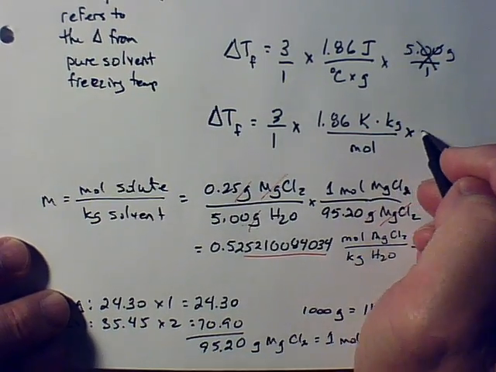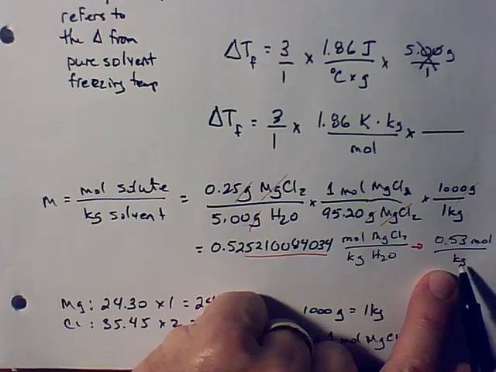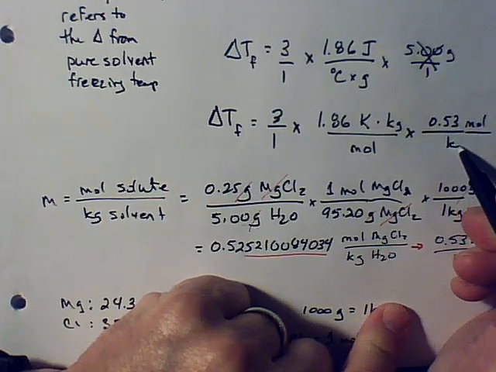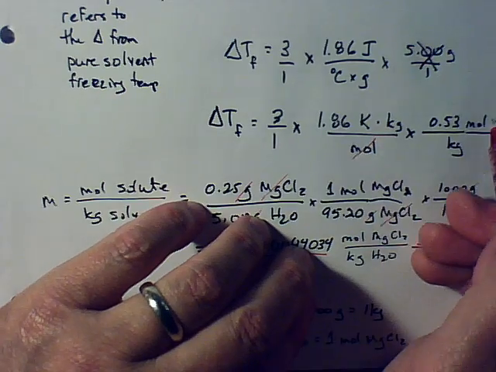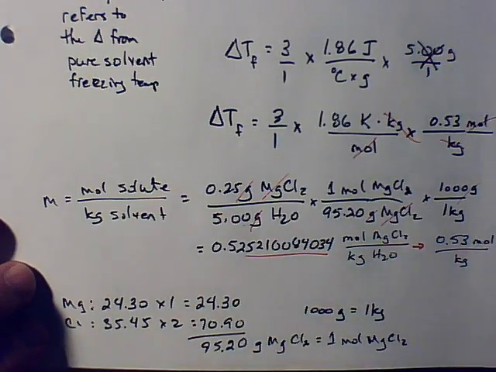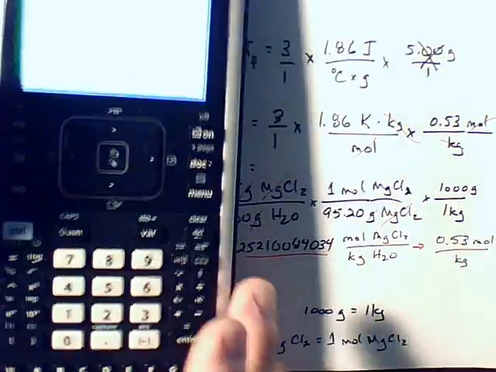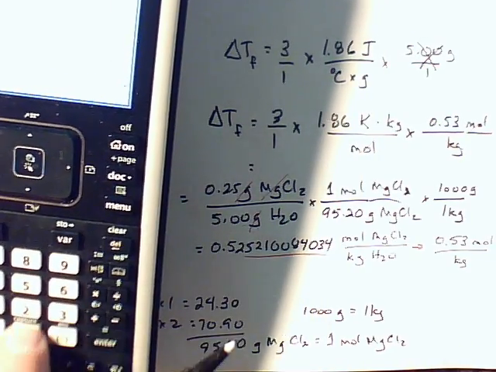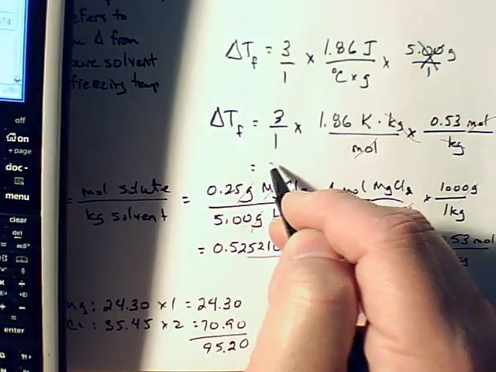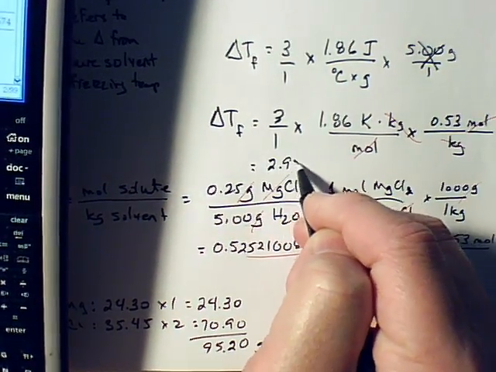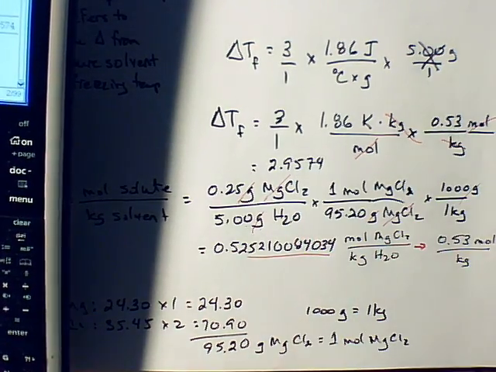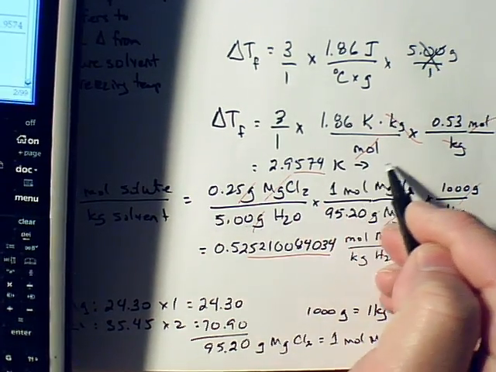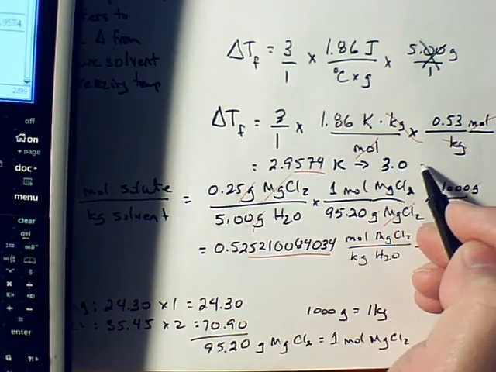All right. So by doing it that way, we already have the units the way we want them to be able to cancel out. 0.53 moles per kilogram then has the units already nicely arranged. That goes away, and all we have to do is plug the numbers in to find the answer. And let's see, 3 times 1.86 times 0.53, and I get a change in temperature of 2.9574. I only need 2 digits, so I'm going to round off everything but the first 2, and I get 3.0 Kelvin, right?